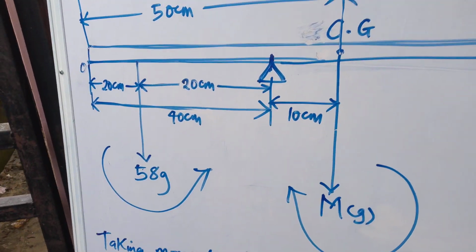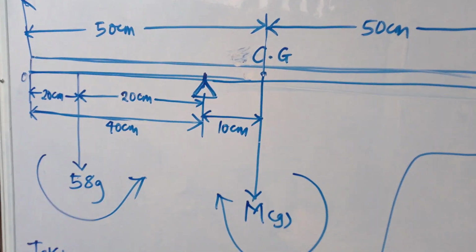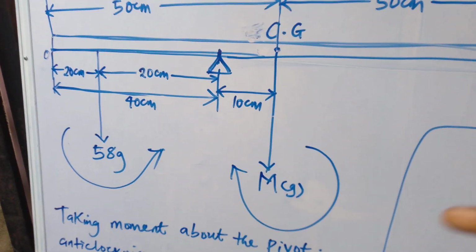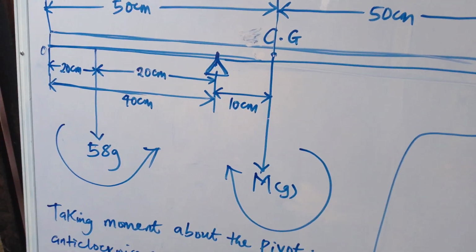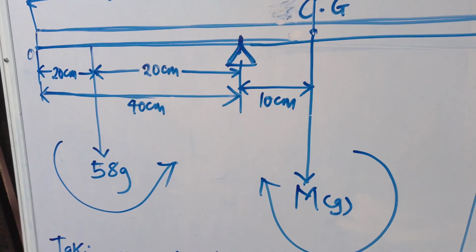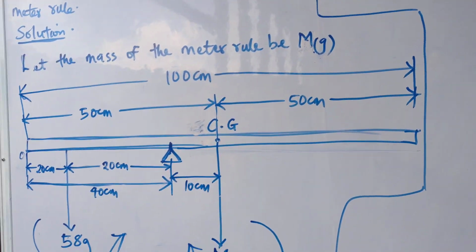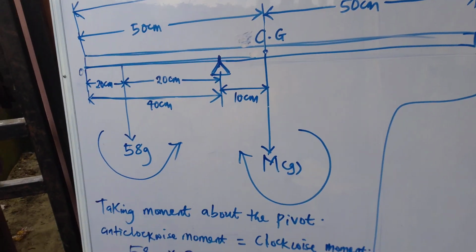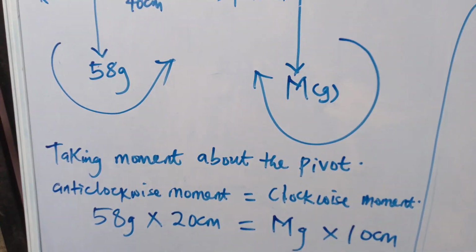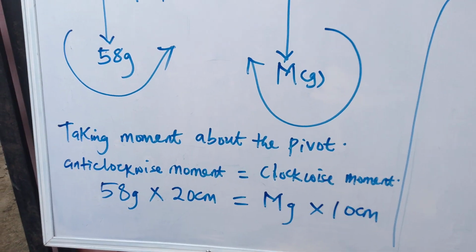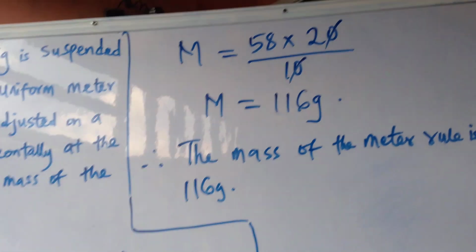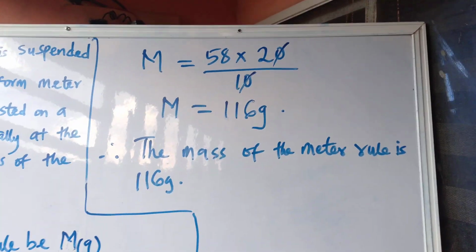Take note of everything we have solved here. That small triangle is called the pivot. We took anti-clockwise moment equals to clockwise moment with respect to this pivot. So take note of everything that has been done. Taking moment about the pivot, anti-clockwise moment equals to clockwise moment, we have something like this. Finally, we arrive at the answer, 116 gram.